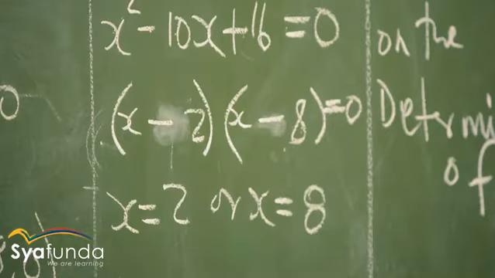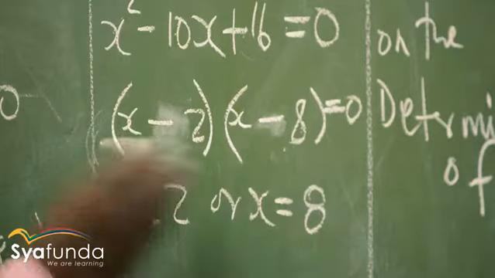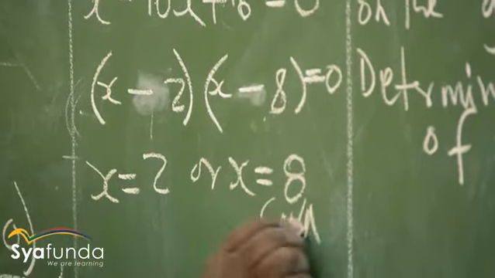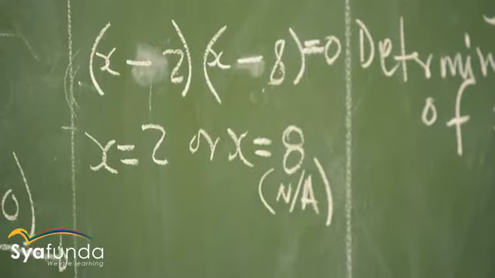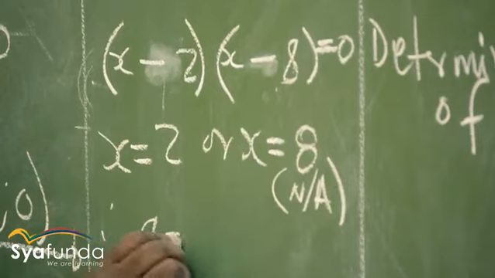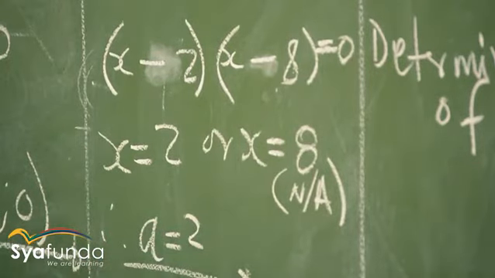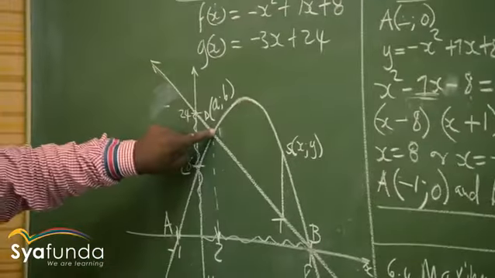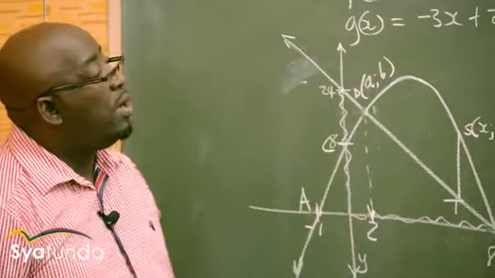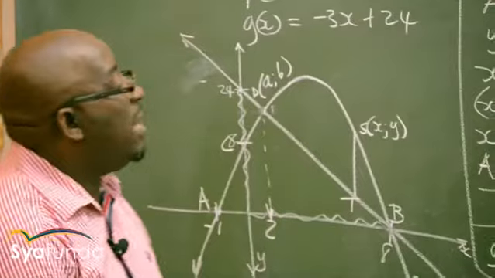So it is important that you should not underline both solutions, because you don't need this one. This is not part of my solution. So you reject one solution. Then you say, therefore, the value of a is equal to 2. This is the value of a, which is x at this particular point. A is x at this point where it is equal to 2. Right, that was the second part.